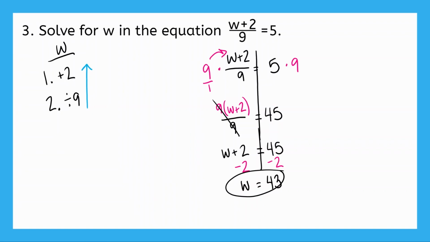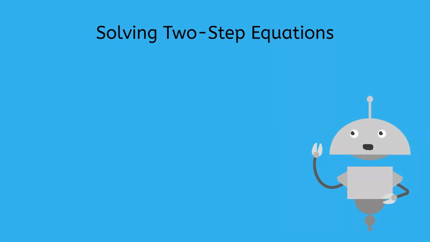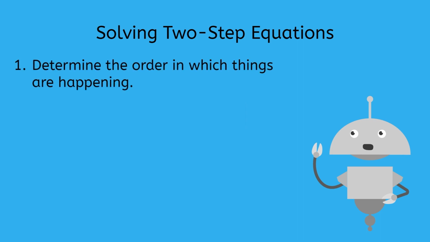Solving two-step equations is very similar to what you've already done with one-step equations. The only extra thing to do is determine the order in which things are happening to the variable so that you can undo them in the reverse order. Just like how you would have to unwrap a present in the reverse order that it was wrapped in. You can't take the gift out of the box if it's still wrapped.